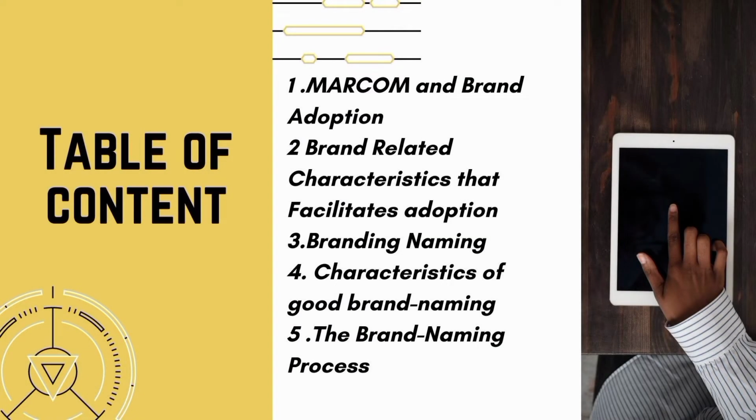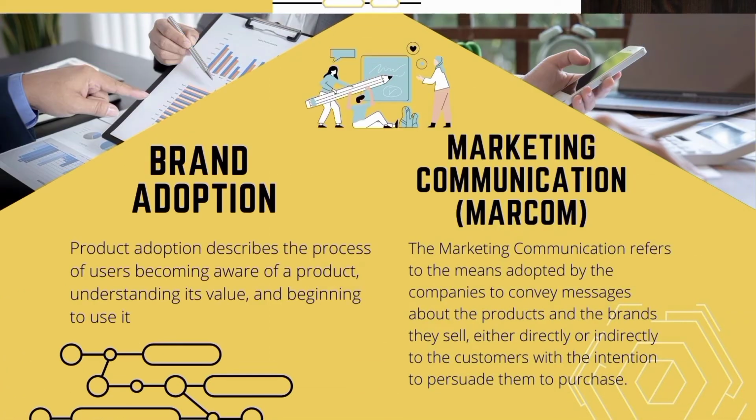We go through the subtopics that we will learn in this chapter. Number 1 is MARCOM and brand adoption. Number 2, brand-related characteristics that facilitate adoption. Number 3, branding name. Number 4, characteristics of good brand naming. And last is the brand naming process.